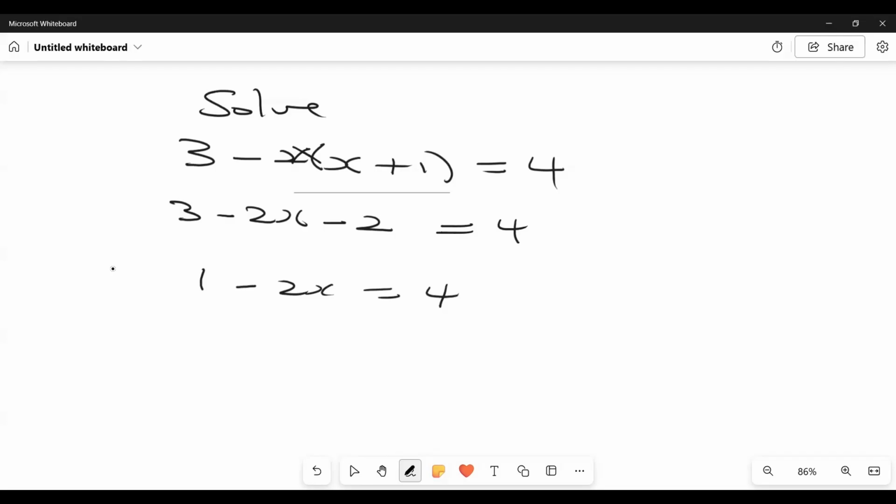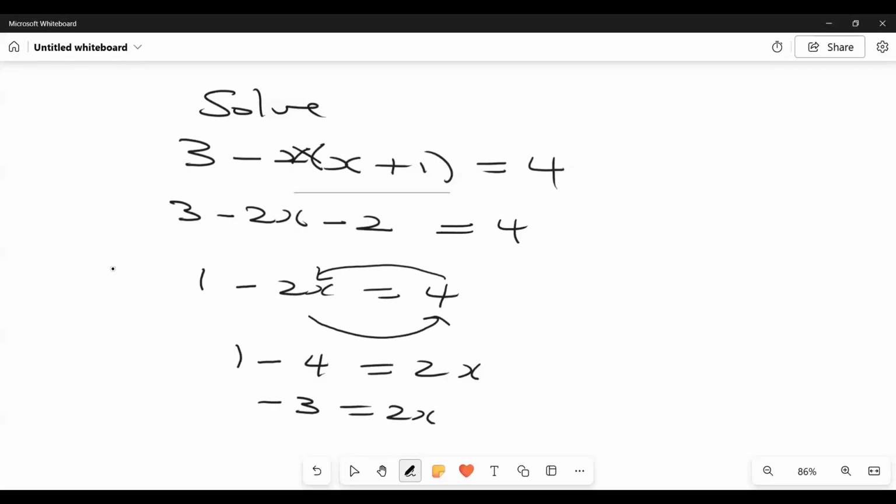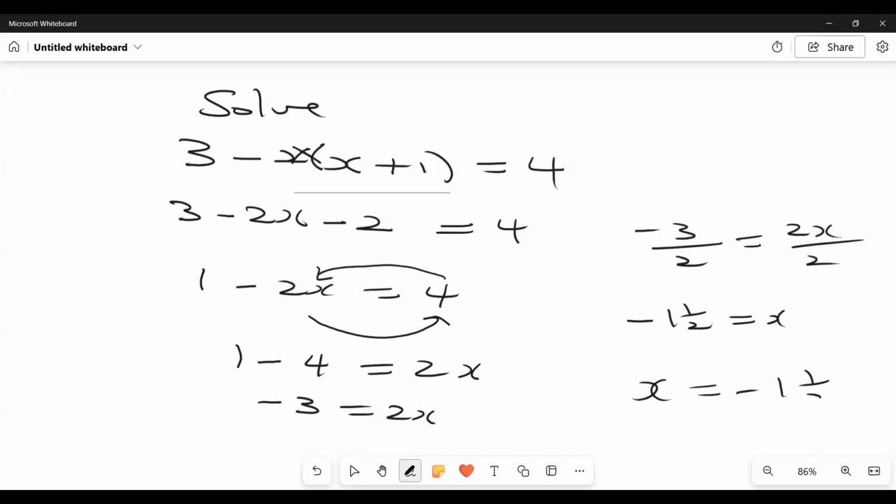And if we can do the shortcut now, take this over here and take this over here. So we end up with 1 minus 4 equal to positive 2x. 1 minus 4 is, sorry, minus 3 equal to 2x. And then you divide both sides by 2 now. Minus 3 divided by 2 equal to 2x divided by 2. So that means that minus 1.5 is equal to x, or you can write it as x equal minus 1.5.